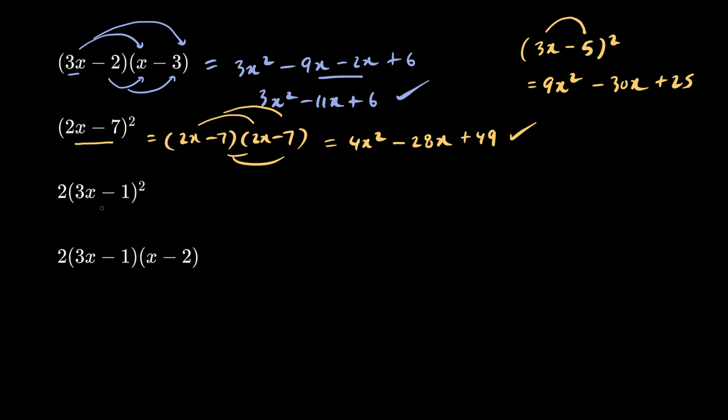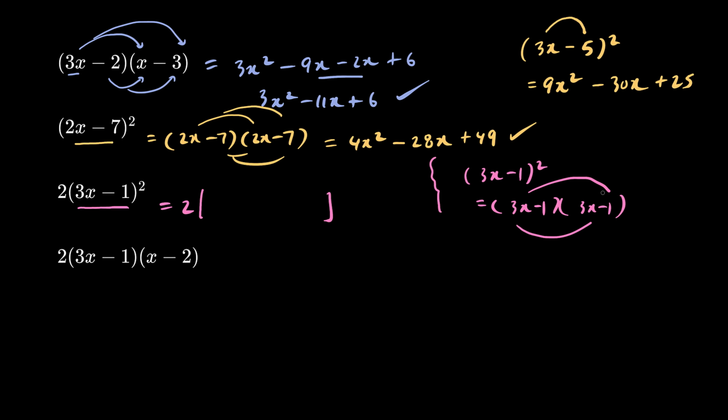Let's continue on with this. So I recommend that you leave the 2 alone and just work on this subproblem. We know the fast way of doing this. Let me just do some scratch work on the side here. So 3x minus 1 squared is equivalent to 3x minus 1 times 3x minus 1. So you could try first, outside, inside, last, or you could do it the fast way.